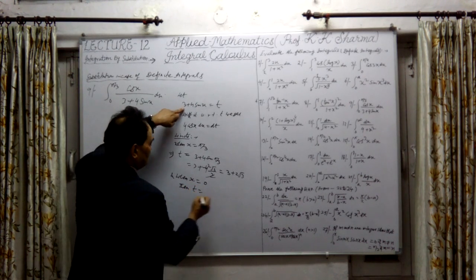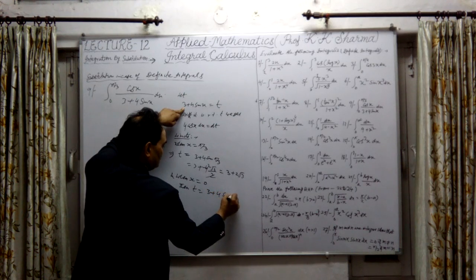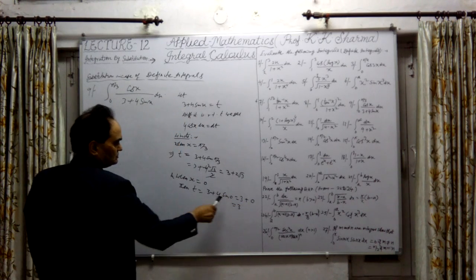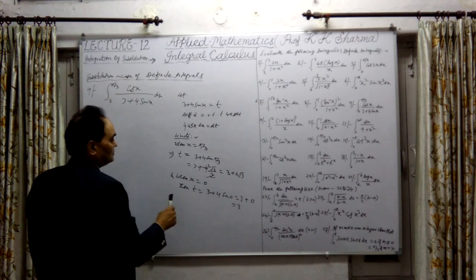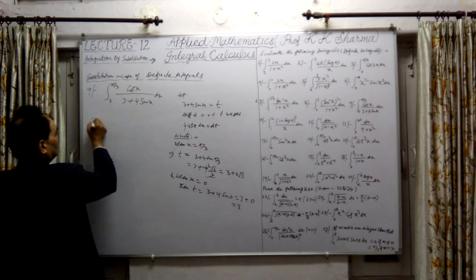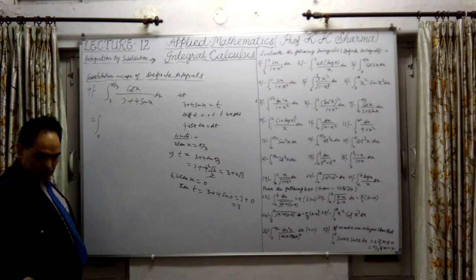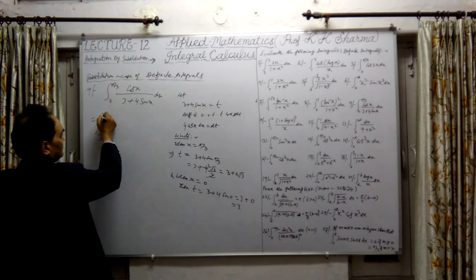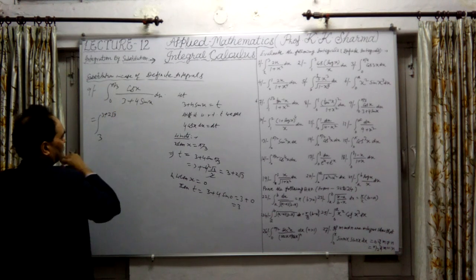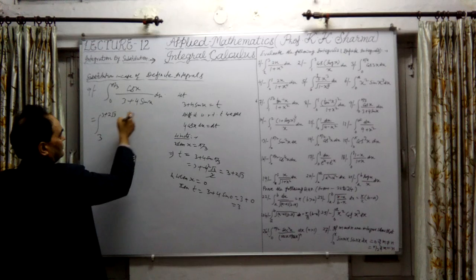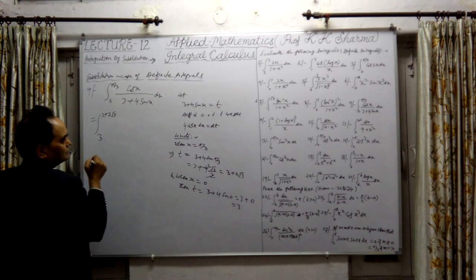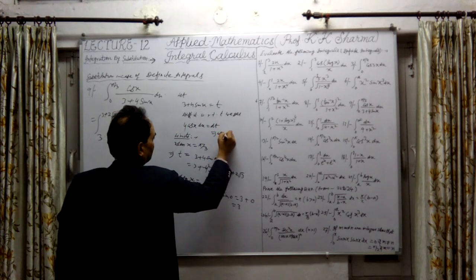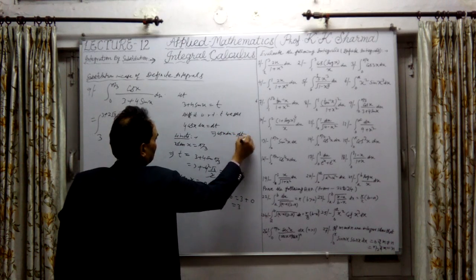And when x equal to 0, then t is equal to how much? 3 plus 4 into sin 0, that means 3 plus 0, that means 3. Since sin 0 is 0, 4 into 0 is 0, so it is 3. So limits are 3 to 3 plus 2 root 3. And 4 cos x dx equal to dt, so the 4 should be taken to the other side. So cos x into dx equal to dt upon 4.